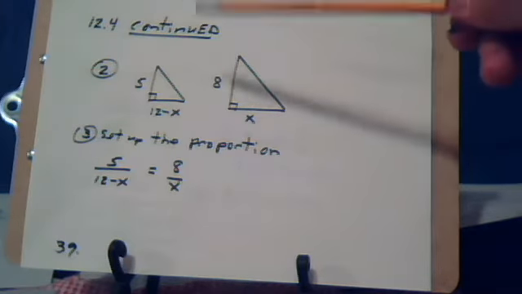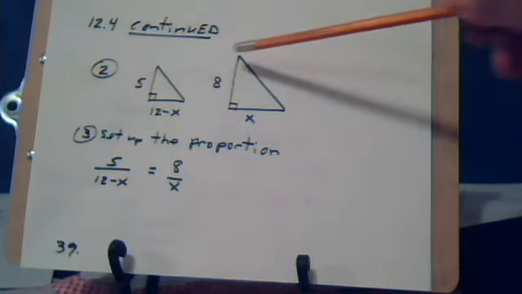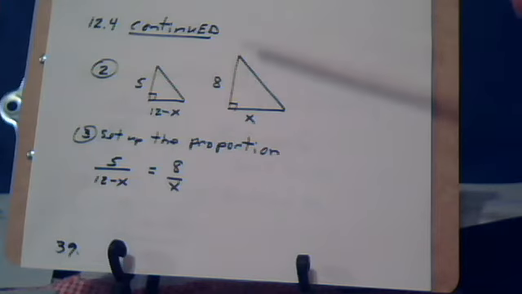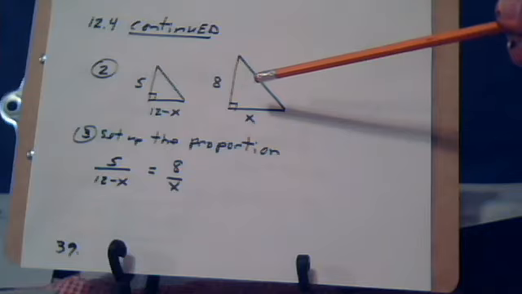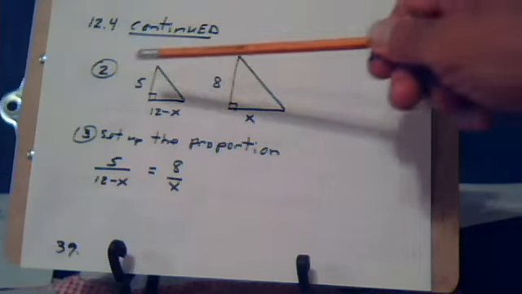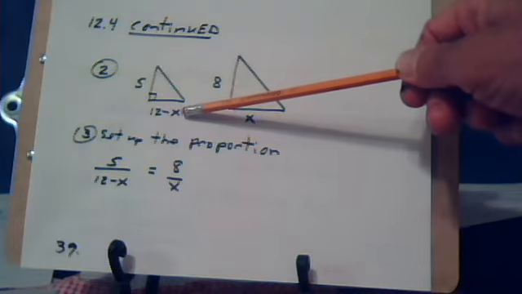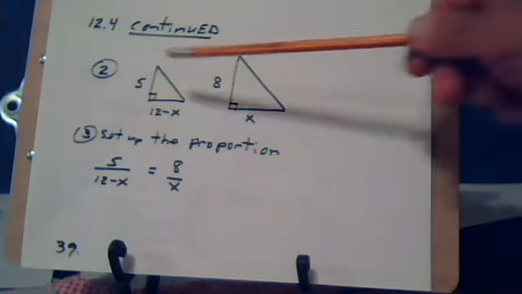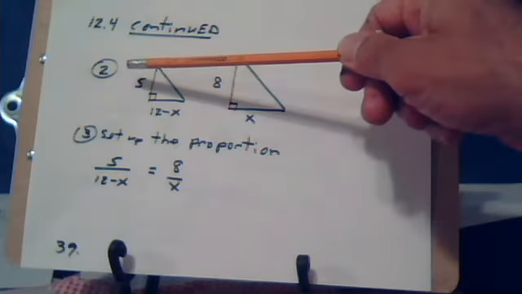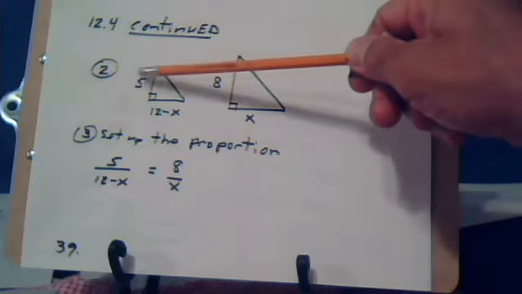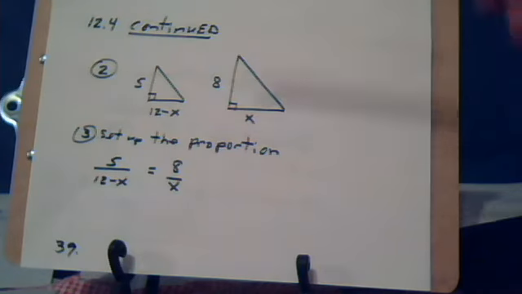Now that we know that they're similar, I break them up into two triangles so I could visually see them easily. It's easier to see them like this, separated. Now you could set up a proportion. 5 is to 12 minus x as 8 is to x. This is one way you could set up the proportion. This over this equals this over this. You could have also said this over this equals this over this, and you get the same answer.